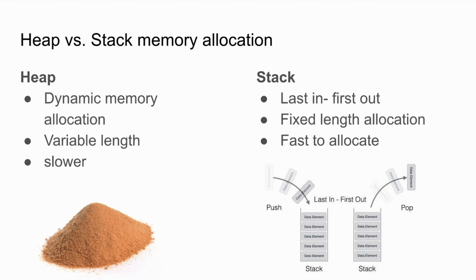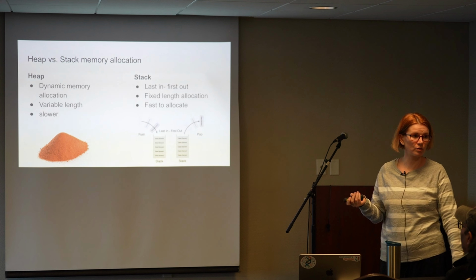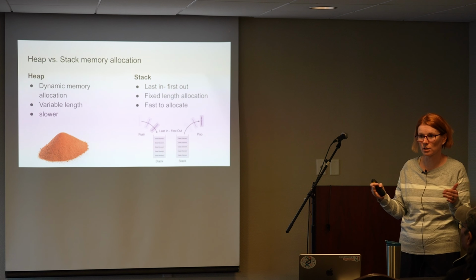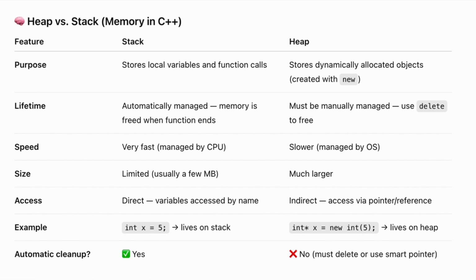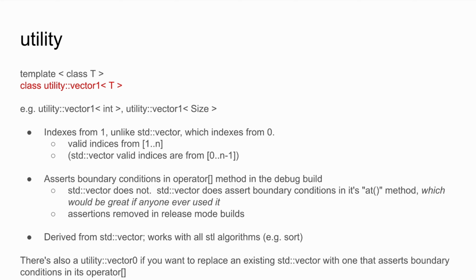And then you have the stack, which means everything is stacked on top of each other. So whatever is pushed onto your data structure last is out first, last in, first out, right? So it's fixed length allocation. But it's fast to allocate because the computer doesn't have to think about where to stick your data structure onto memory. And if you want a little bit more detail on that, that's basically here when it comes to speed, size, how to access it. Stack is automatically cleaned up versus heap is not, things like that. So you have the detail here.